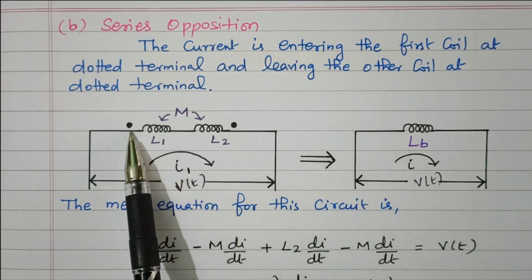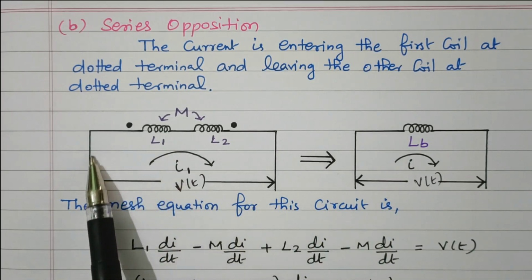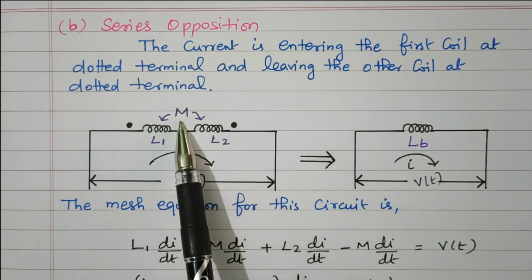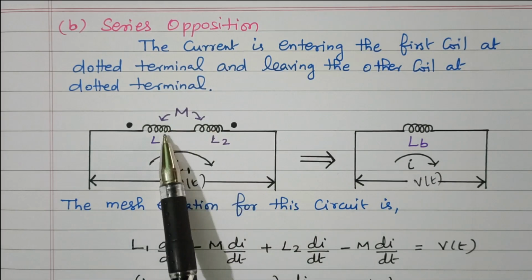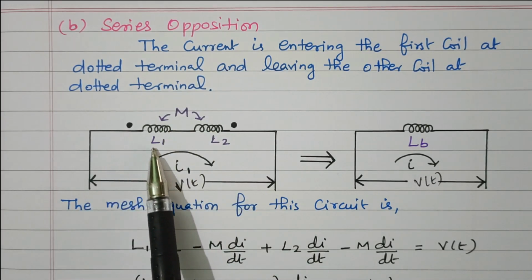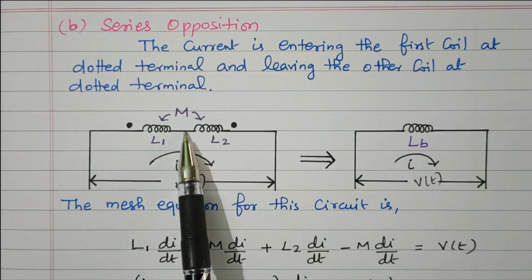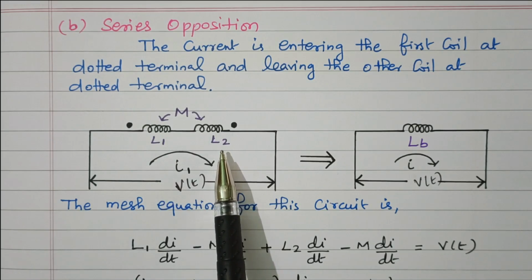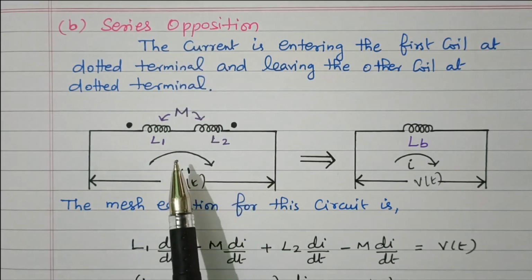Now we'll see the dotted ends. Because of series connection, the same current is flowing through L1 and L2. This M is the mutual inductance between L1 and L2. See, the current enters at the dotted end for the inductor L1. Similarly, the current leaves at the dotted end for L2. So that it is called a series opposition.